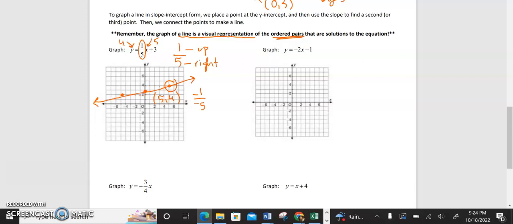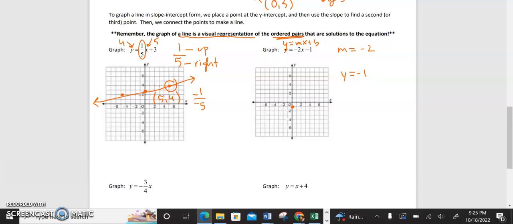All right, graph number 2. y = -2x - 1, line number 2. y = mx + b. Our slope is negative 2. Our y-intercept is negative 1. Let's start on the y-axis down at negative 1.